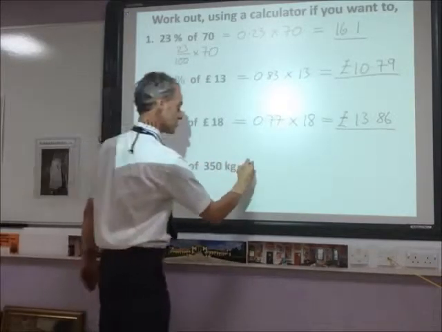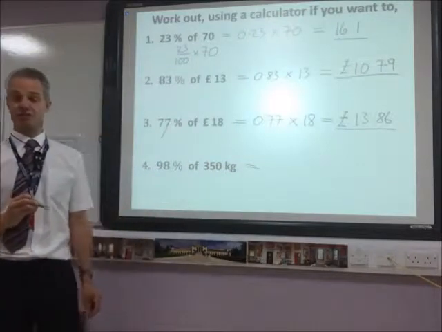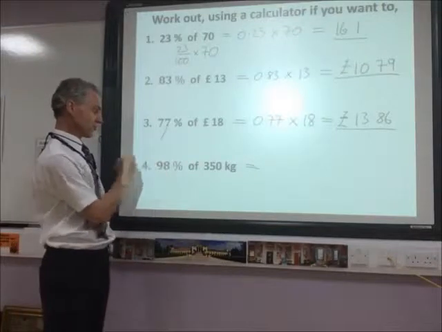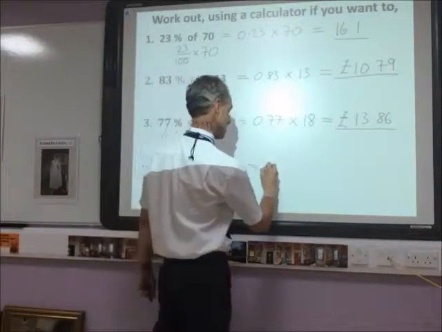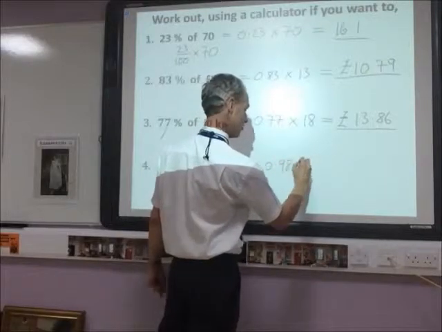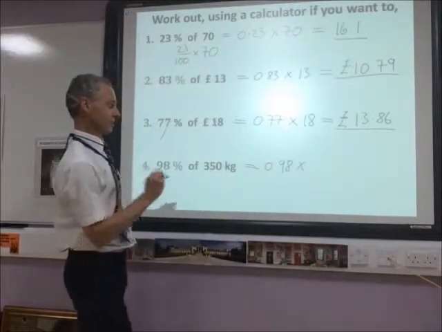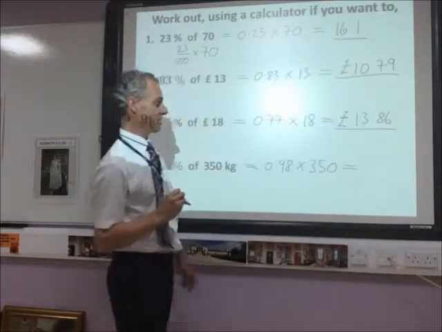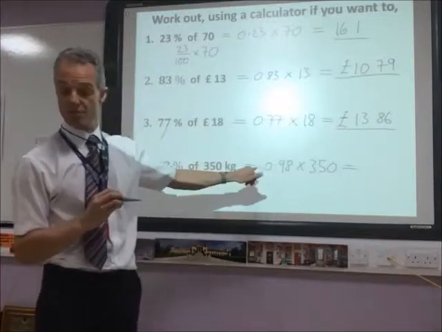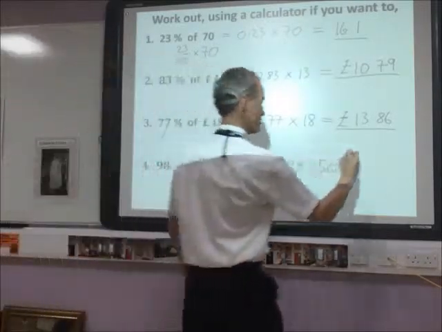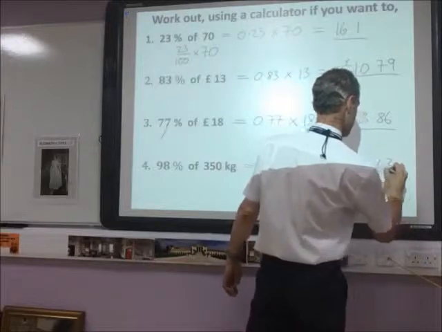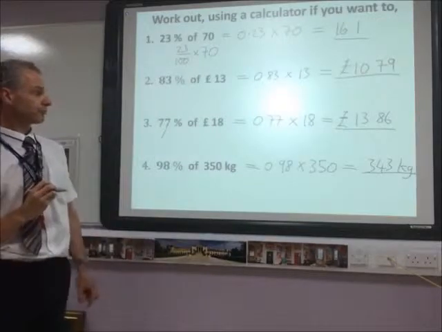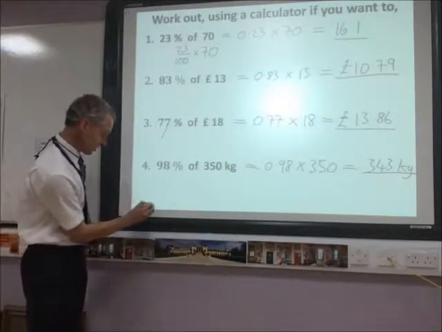Same method again for the very last one. So here I've got 98% of 350 kilograms. My 98% I'm going to change into a decimal by moving the decimal point 2 places to the left. So that now becomes 0.98. My of becomes a times 350. So I'll use my calculator and press the buttons 0.98 times 350, and I'll get 343. Again, don't forget the units. Kilograms for my units.